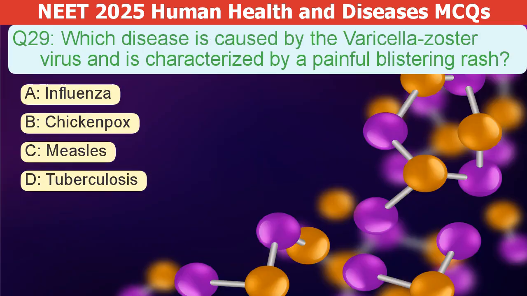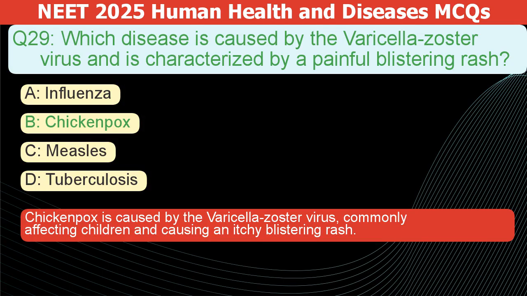Which disease is caused by the varicella-zoster virus and is characterized by a painful, blistering rash? A. Influenza. B. Chickenpox. C. Measles. D. Tuberculosis. The correct answer is B. Chickenpox is caused by the varicella-zoster virus, commonly affecting children and causing an itchy, blistering rash.